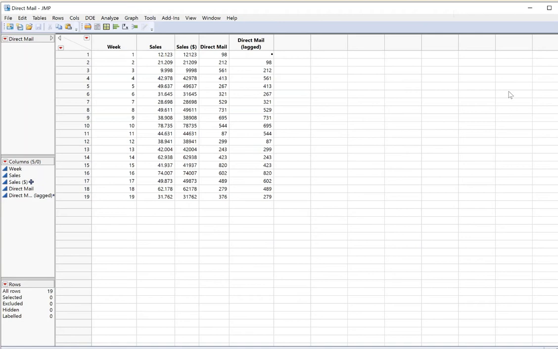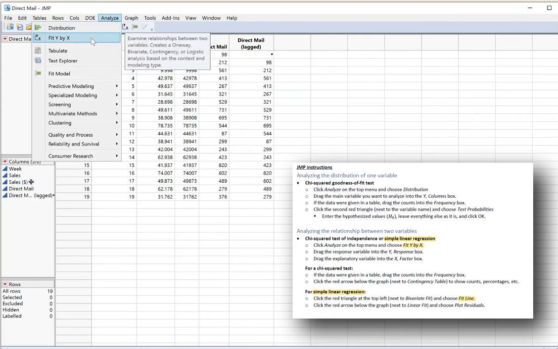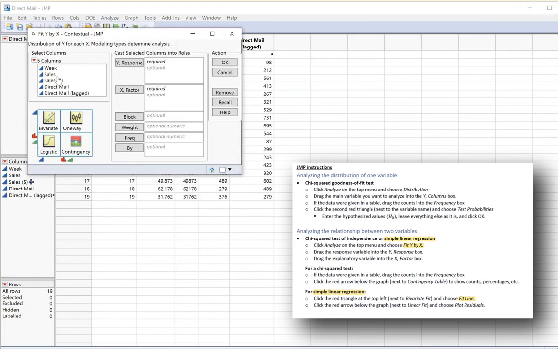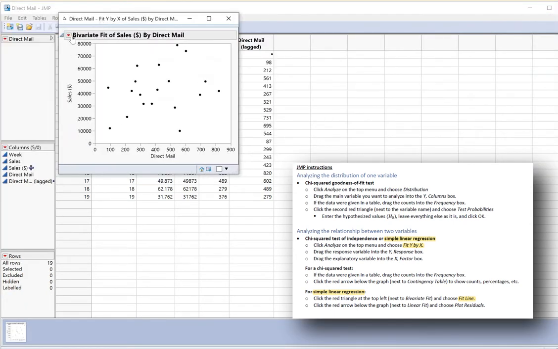So the first thing that we would probably try is just to look at the relationship between direct mail and sales. So I'm going to follow the instructions for simple linear regression. These are on your reference sheet if you need them. Analyze, fit y by x. Sales is the outcome that I care about. I'm going to use the version in dollars. Direct mail is the X, and then I'm going to choose fit line.